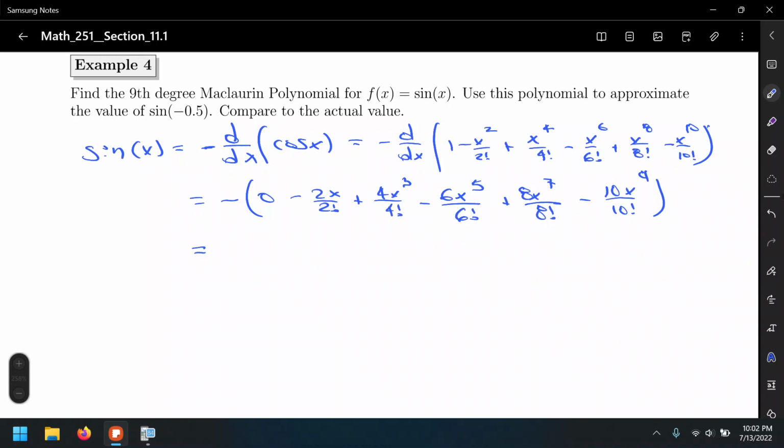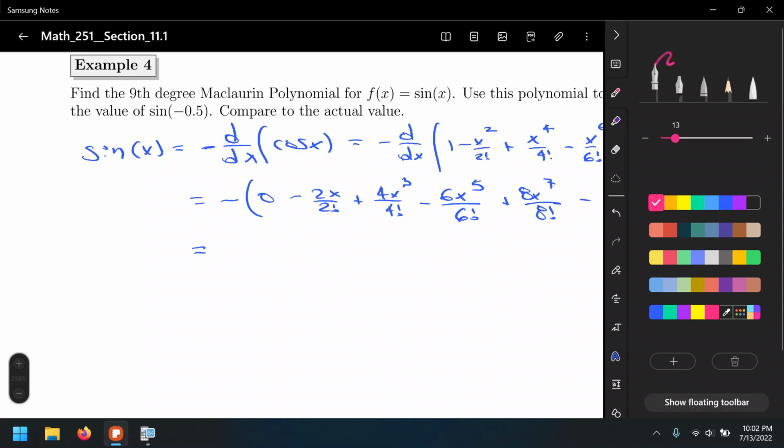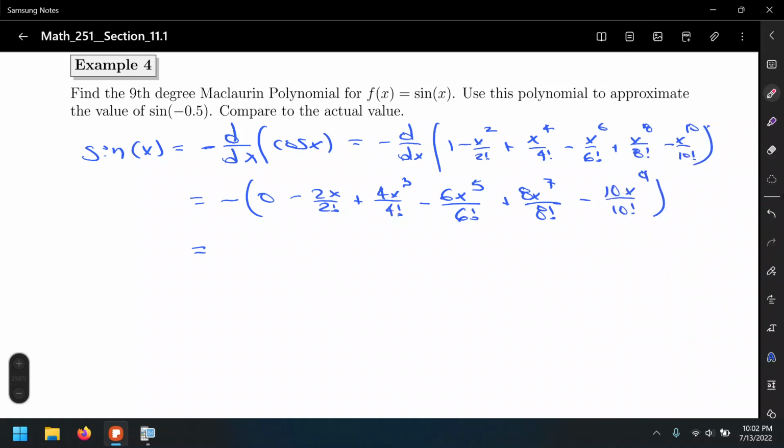So let's simplify this in the same way that we did before, simplifying factorials without using the calculator. These 2 factorial is the same as 2 times 1, 4 factorial is 4 times 3 factorial, or if you want, 1 factorial, 6 factorial is 6 times 5 factorial, 8 factorial is 8 times 7 factorial, 10 factorial is 10 times 9 factorial, and so on and so forth.